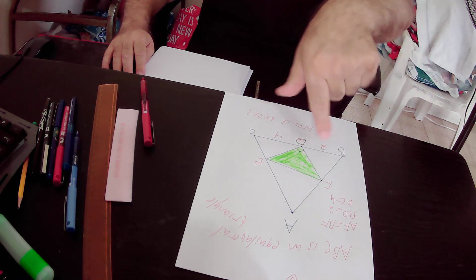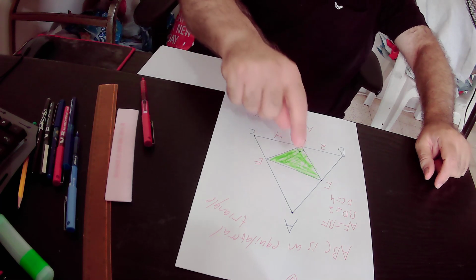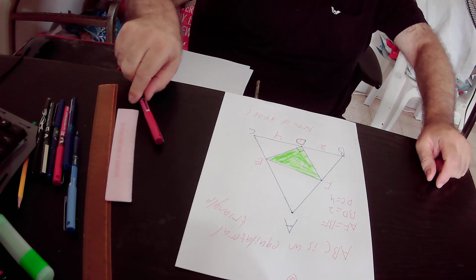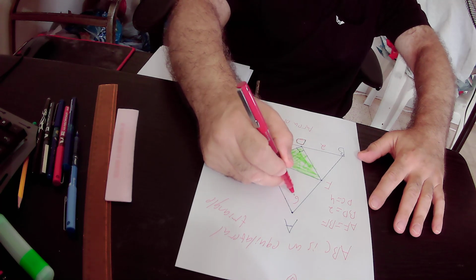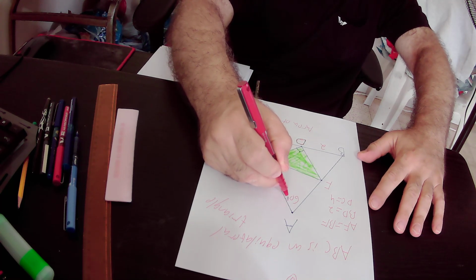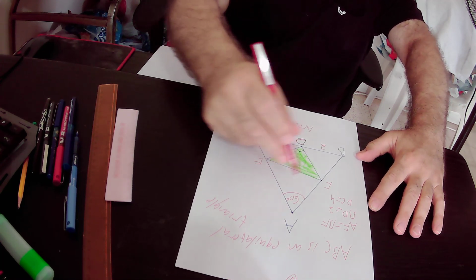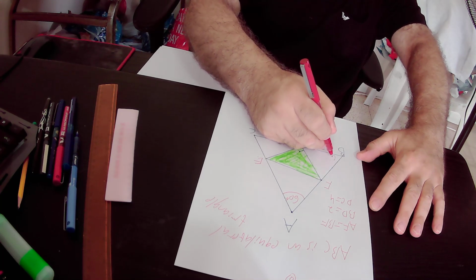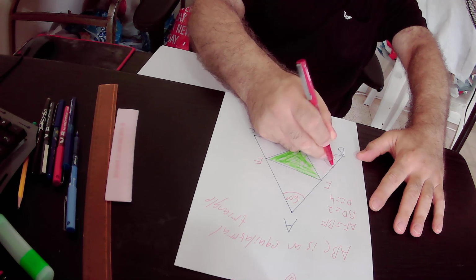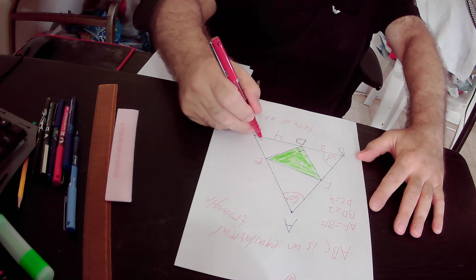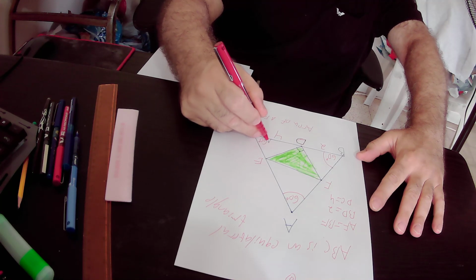AB equals BC equals AC, and all the angles in this equilateral triangle are equal to 60 degrees. Angle BAC equals 60 degrees, and also angle ABC equals 60 degrees, and angle BCA equals 60 degrees.